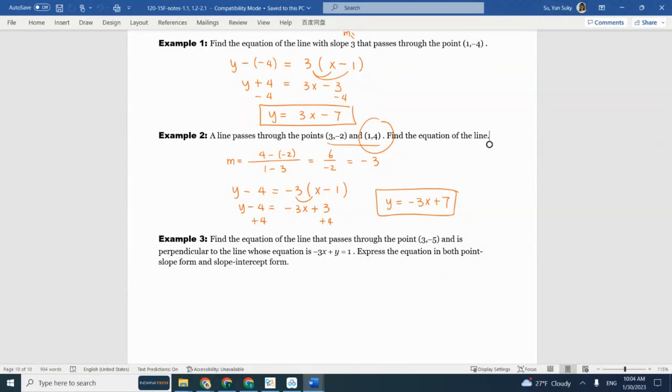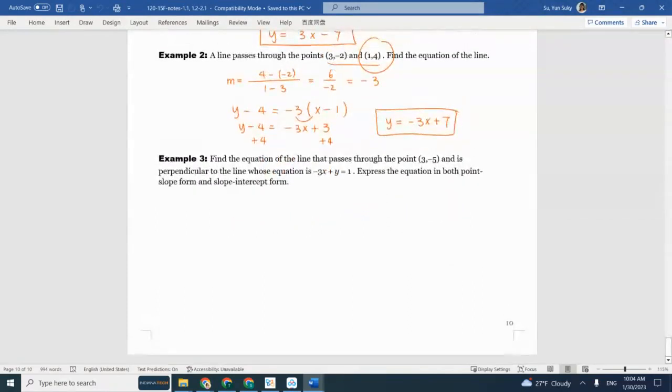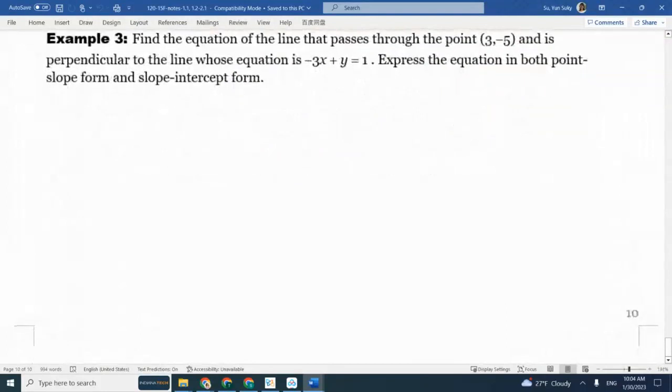Last time we also learned that if 2 lines are parallel, what happens to the slope? Same. If 2 lines are perpendicular, opposite reciprocal. You flip the numerator and denominator. Okay, everybody? So now let's look at example 3.